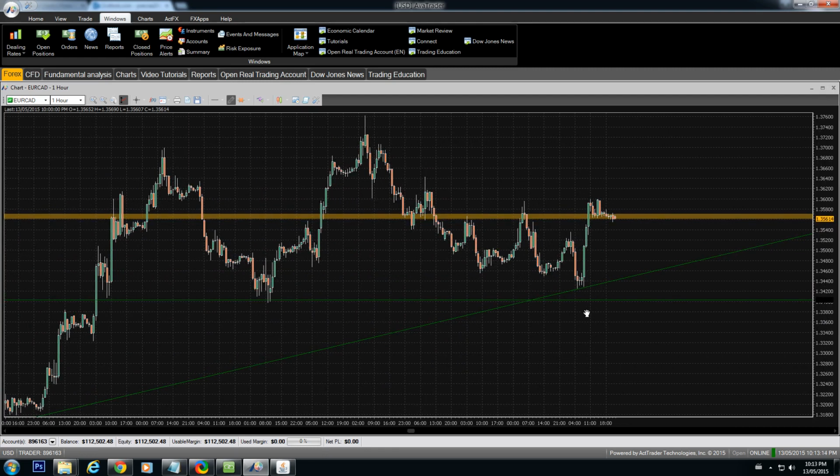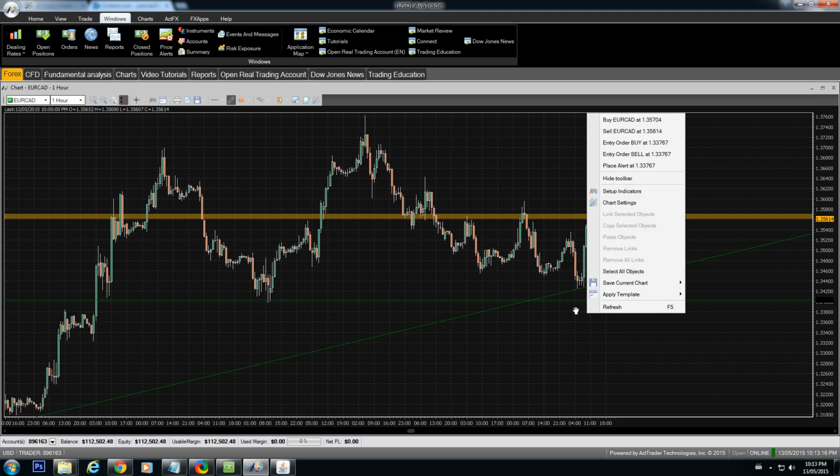So I'm going to right click on the chart. You can do a buy right now. I could click buy and set up a buy right now and we'll be in the market. Or a sell, which we want to sell. We'd be in the market right away. But that's not what we want to do.